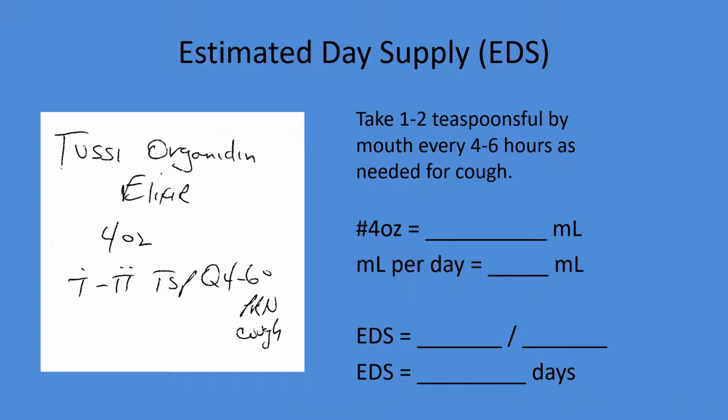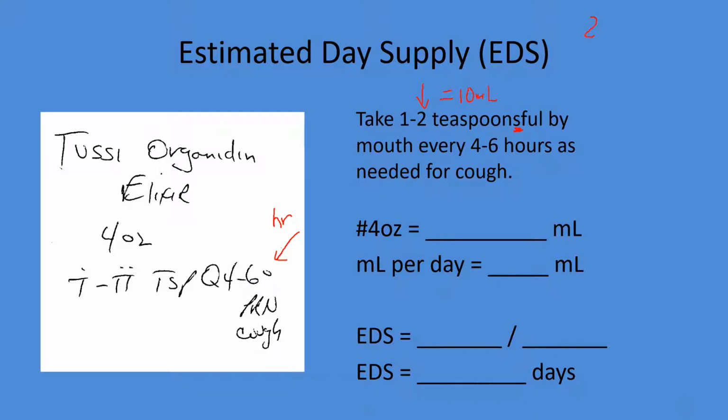All right, liquid drugs. So this is Tussin elixir, and it's 4 ounces, 1 to 2 TSP every 4 to 6 degrees. That means hours. So it's every 4 to 6 hours as needed for cough. It's an antitussive. So you're going to take 1 to 2 teaspoonfuls by mouth every 4 to 6 hours as needed for cough. So 1 to 2 teaspoons, we already know what the maximum is, right? The maximum is going to be the 2. So that's going to be 10 mLs.